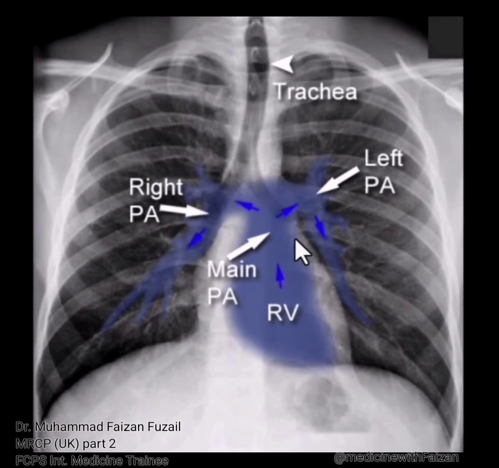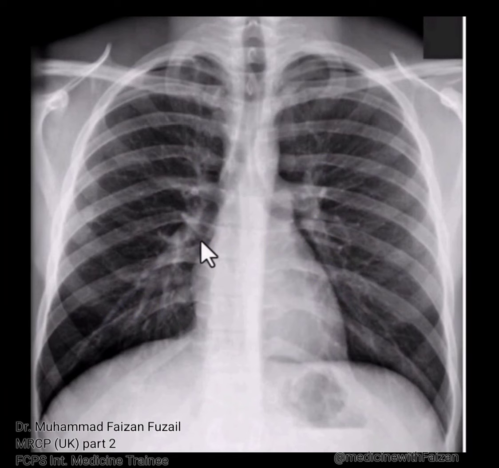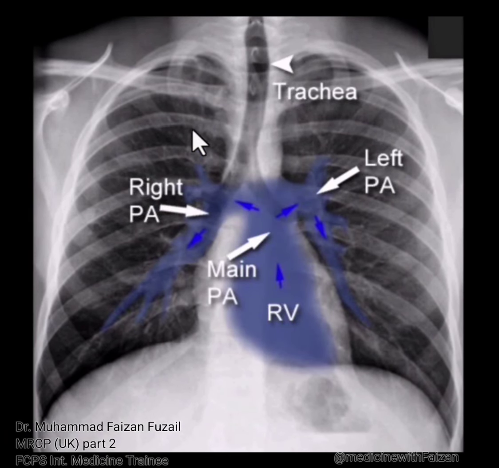Deoxygenated blood, indicated by blue arrows, is pumped upwards out of the right ventricle via the main pulmonary artery. The main pulmonary artery divides into left pulmonary artery and right pulmonary artery, which pass into the lungs via the hila. As you can see in this x-ray, the pulmonary vessels in the lower lobe are more prominent and have more diameter than those in the upper lobes.